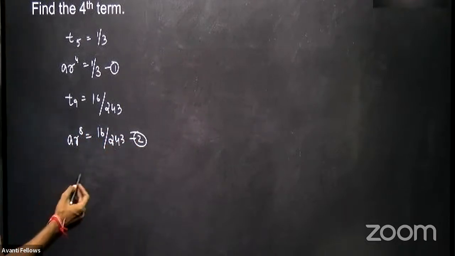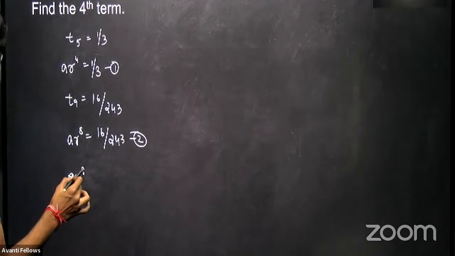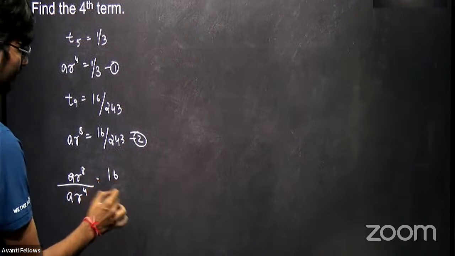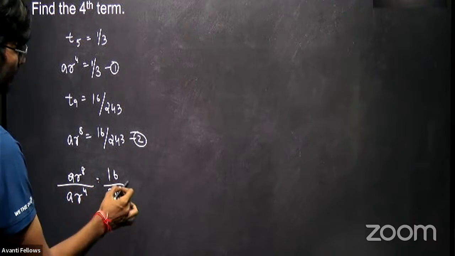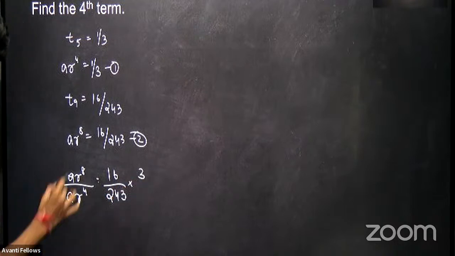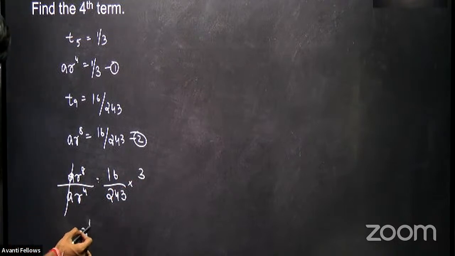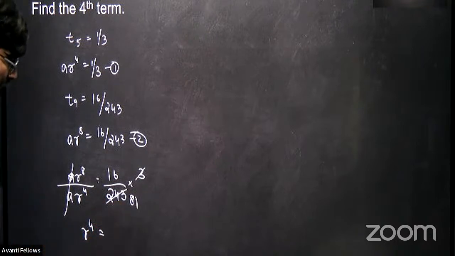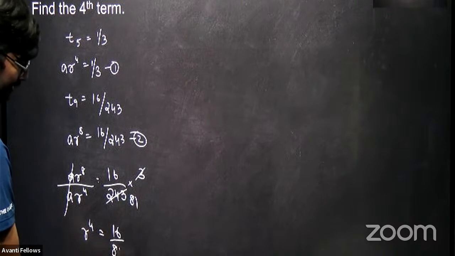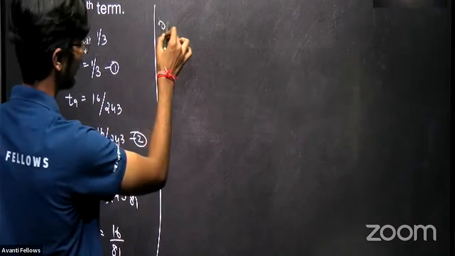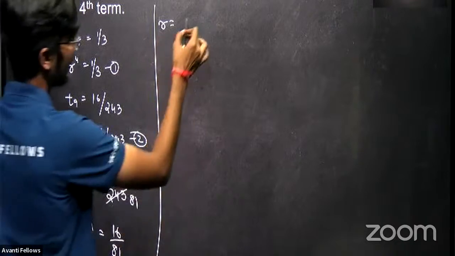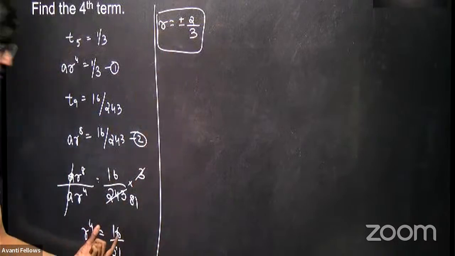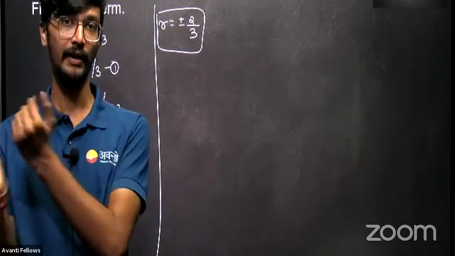What can I do with 1 and 2? I'll divide. So A R raised to 8 upon A R raised to 4 is equal to 16 upon 243. When I divide, it will flip and multiply. Here A and A will get cancelled. I'll get R raised to 4 is equal to, what is this? 3 into 81 is 243. So 16 upon 81. That means R is the fourth root, so I guess 2 by 3. And you can write plus minus. It is an even power, right? That means it will come in plus and minus.